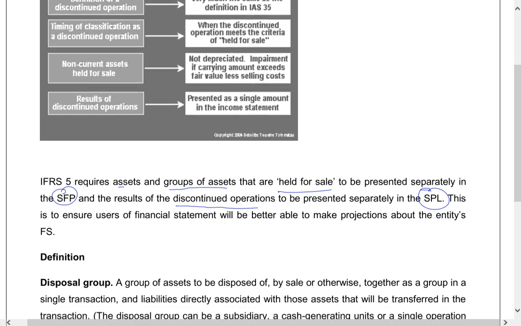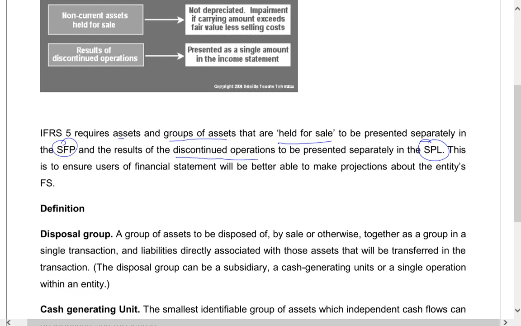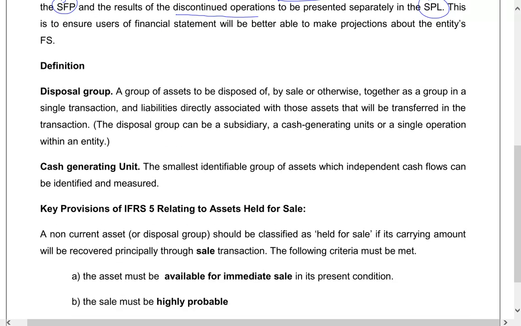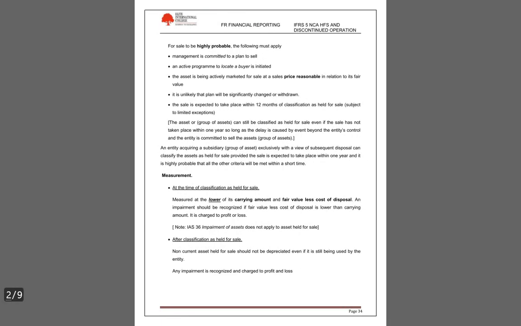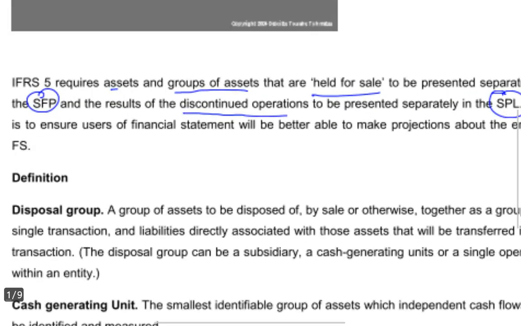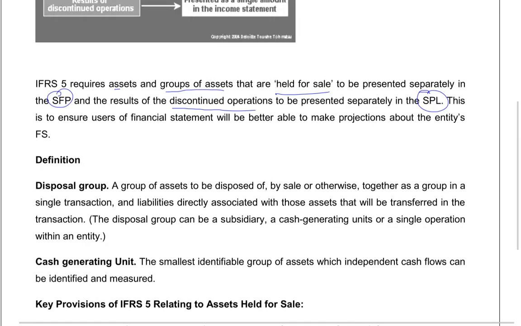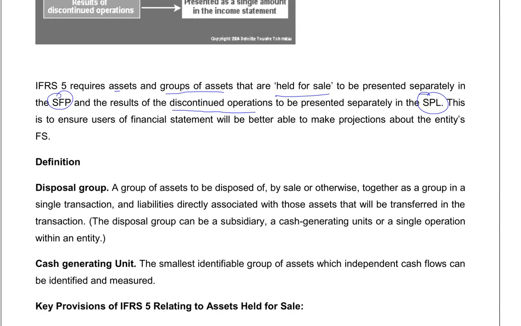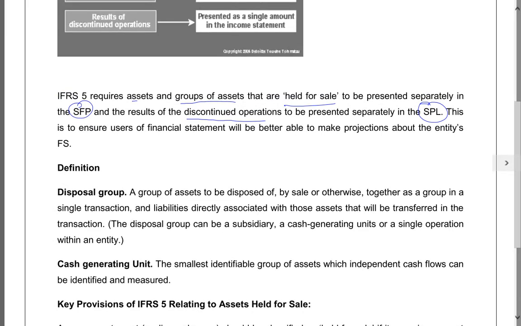Okay, so we're going to look at these two, the format. We look at definition first. Definition here, non-current asset held for sale means you're intending to sell already. It can be an asset, it can be a group of assets. Okay, so if it's a disposal group, it means a group of assets to be disposed of.